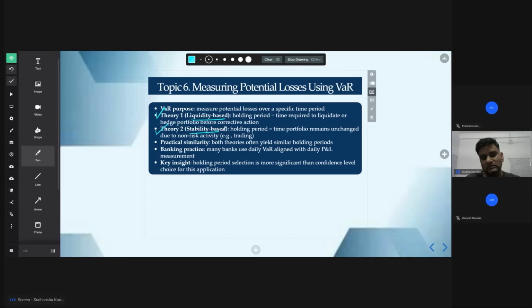The stability based theory says the holding period equals the time during which the portfolio remains unchanged from a risk perspective. Essentially, the VAR is measured assuming the portfolio isn't rebalanced or traded within that period. So if your trading desk typically holds positions for 10 days before review, you must calculate a 10-day VAR. These are two different theories. Both, liquidity based and stability based, usually end up giving you similar periods. In both cases, the focus is on how long the portfolio risk exposure can realistically remain constant.